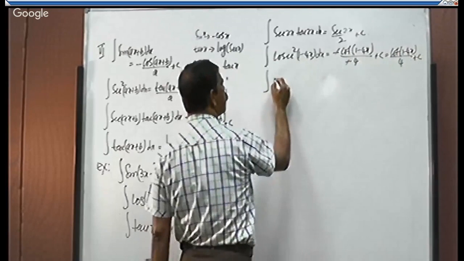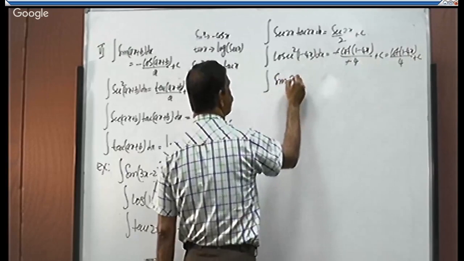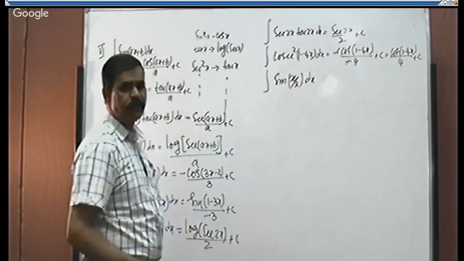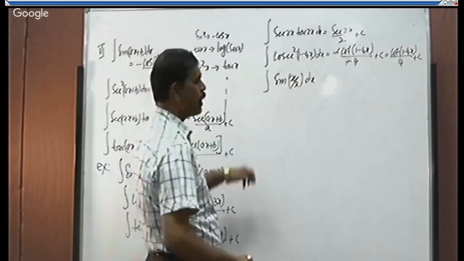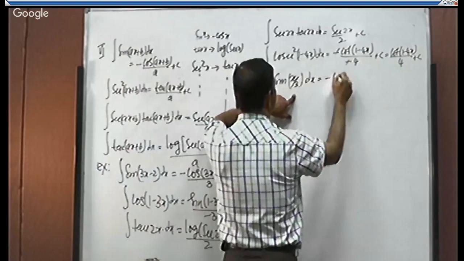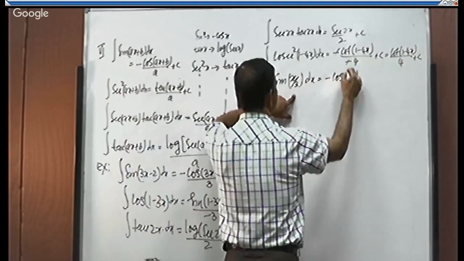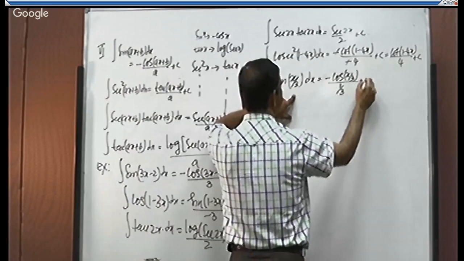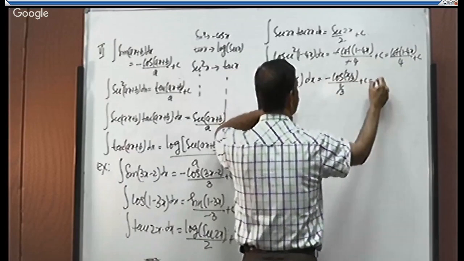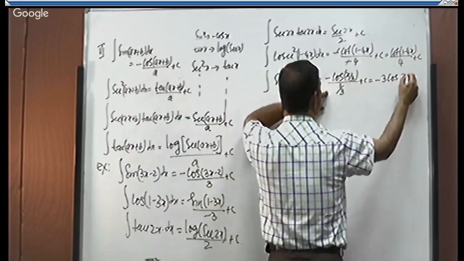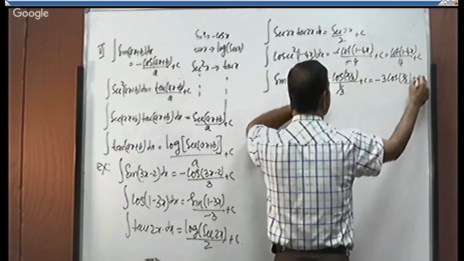Integration of sine x by 3 dx. Sometime x coefficient is a fraction. Answer is what? Minus cos of x by 3 divided by x coefficient. X coefficient is 1 by 3 plus c. Otherwise, 3 goes to numerator. Minus 3 into cos of x by 3 plus c.